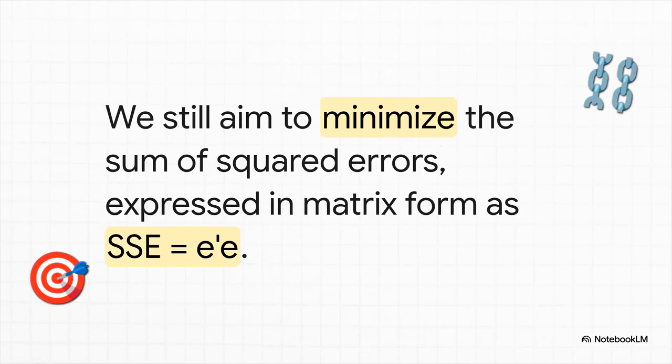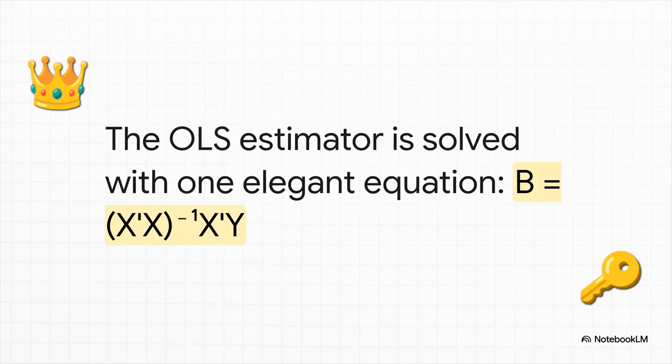Now, I know the notation looks a little scarier, but I promise you, the fundamental goal has not changed one bit. We are still just trying to minimize the sum of the squared errors. In the language of matrices, we just happen to write that as E prime E, but the concept is exactly the same. And what you get, after applying the exact same calculus logic as before, taking the derivative, setting it to 0, and solving, is this one, single, incredibly elegant equation.